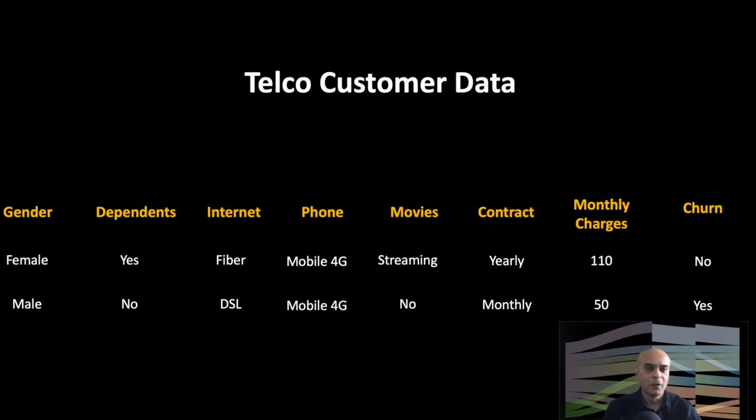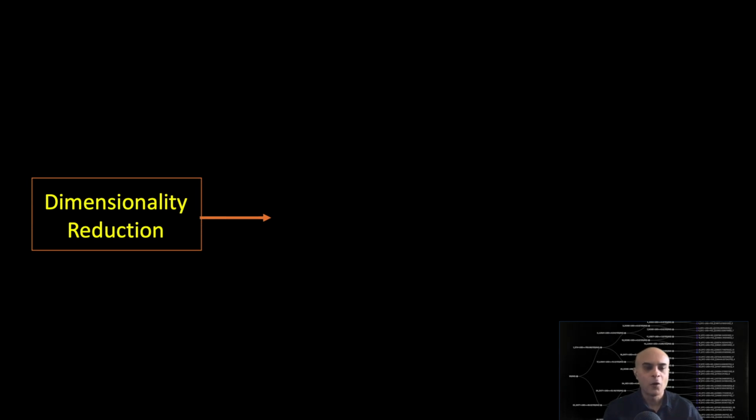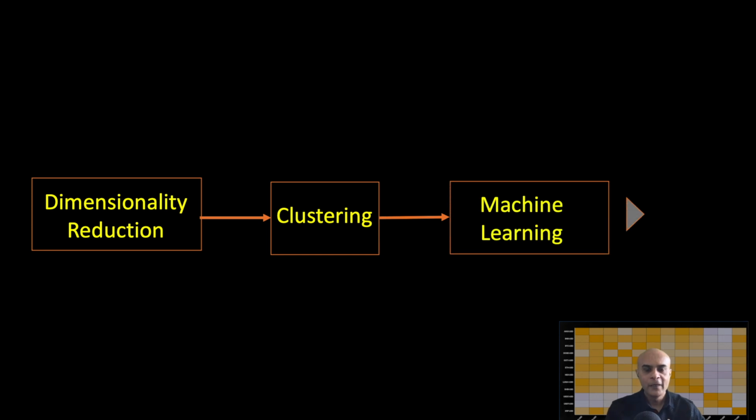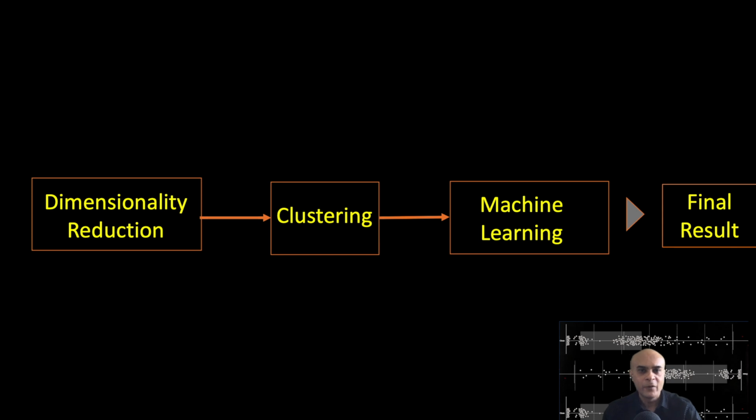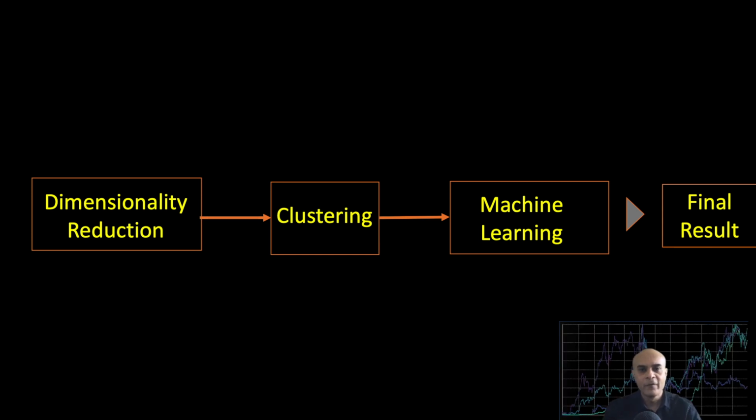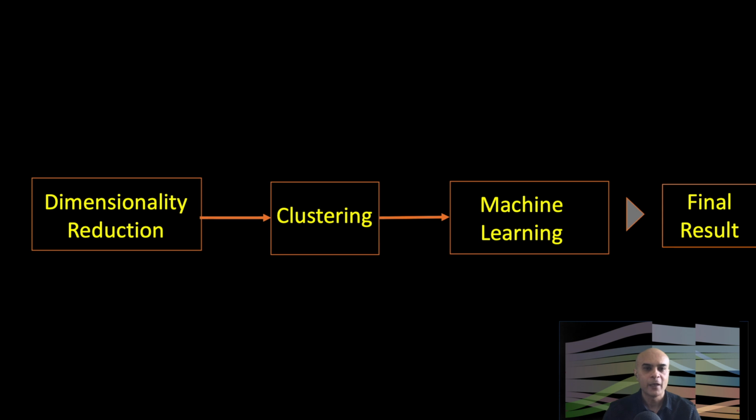So in this example, we will attempt to do the following stacked data exploration. The first step of the stacked data exploration will be dimensionality reduction. We will then take the output of this step and input it into the second step, which will be clustering. We will then take the output of clustering and feed it into machine learning, which will then give us the final results. So let us start with the first step of dimensionality reduction.